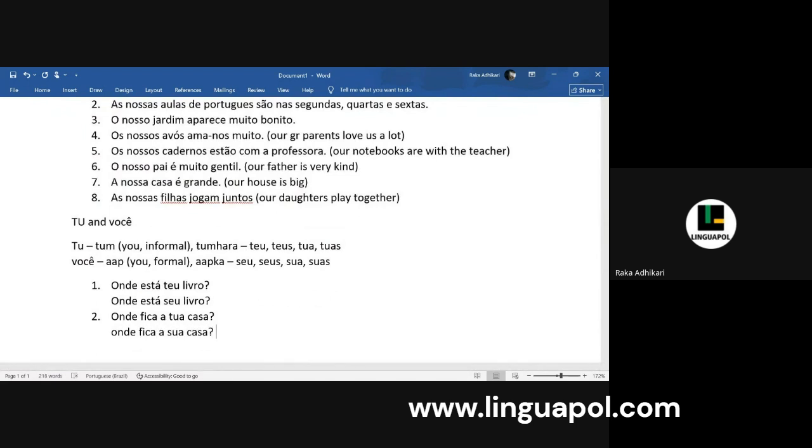What is the meaning of the sentence? Onde fica tua casa? Quick answers, guys. Yes, Pushna? Where is your house located? Right. Where is your house located? Only that when we are saying tua casa, we are talking informally. So maybe we are talking to a child, maybe we are talking to a very close friend, or maybe we are talking to a family member. So in that case only we can use the informal version.